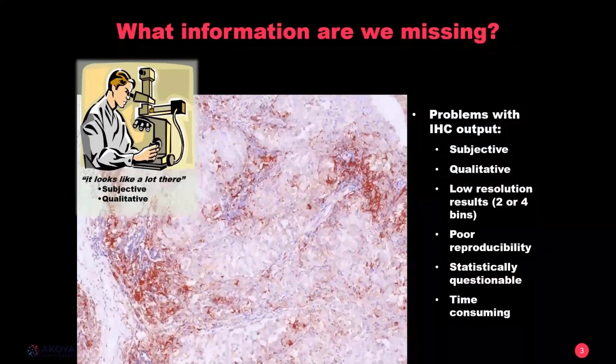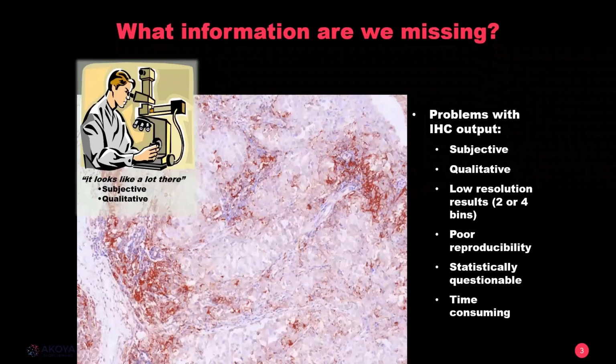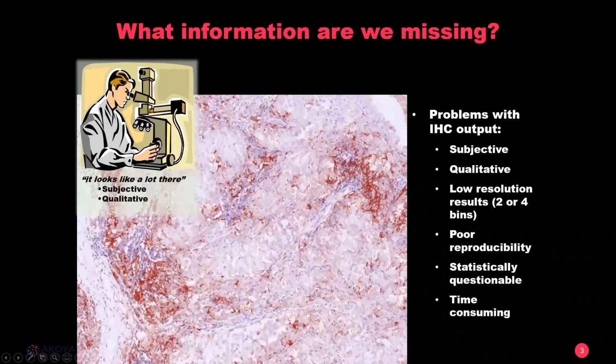Despite being the gold standard, there are a lot of problems with using monoplex IHC, such as the subjective nature of test results, the overall qualitative nature of these techniques, low dynamic range, questionable reproducibility, and the time-consuming nature of these assays, given the limited amounts of data that they produce. All of these caveats inherent in IHC leave us to ask, what information are we missing when we rely solely on IHC?